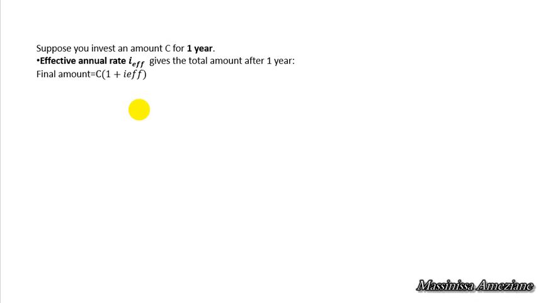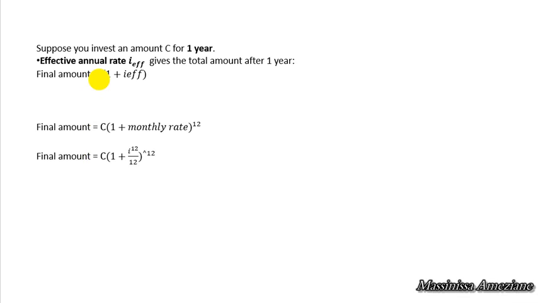So let's suppose that we have an investment. You invested an amount, let's call it C, for 1 year. In this case, the effective annual rate would be the rate that gives the total amount after 1 year. The final amount will be the invested amount, which is C, times 1 plus the effective interest rate.